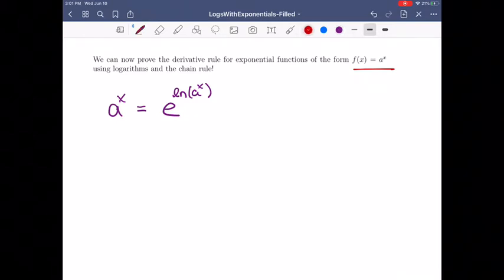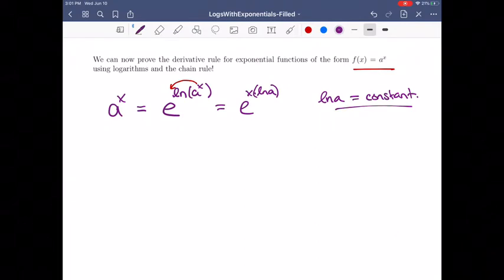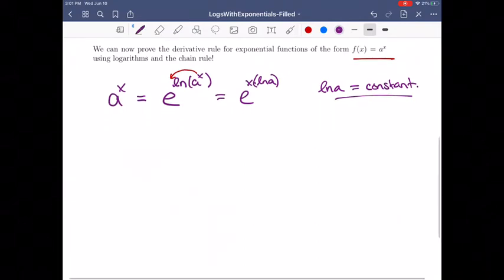Okay, why would I want to do that? It's because now I can bring the x down in this exponent. So this is actually e to the x times ln a. And ln a is a number. So this is just e to some number times x. For any a, it's just a number. And we know how to take the derivative of e. And now with the chain rule, we know how to take the derivative of this.